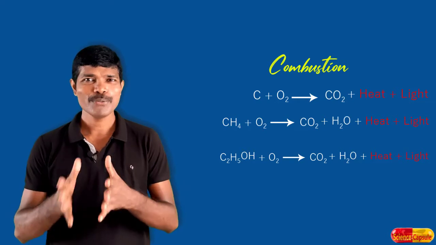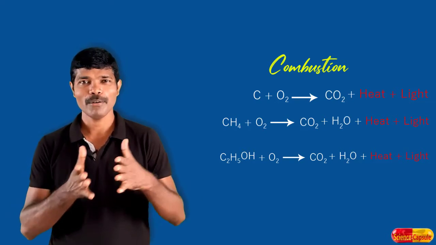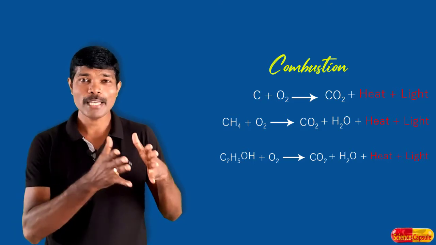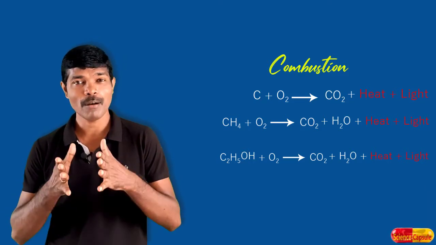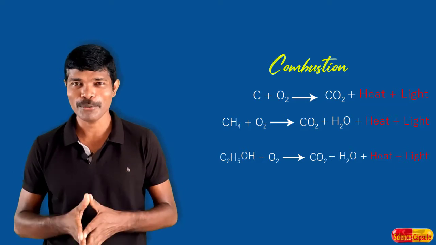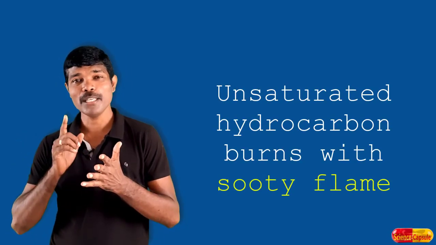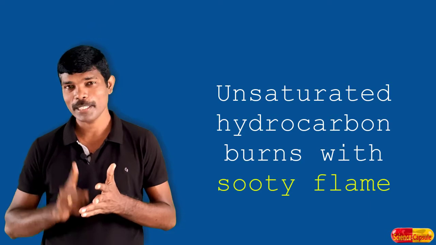Got it? Dear students, in the previous episodes we have learned about saturated hydrocarbons and unsaturated hydrocarbons. We can differentiate saturated and unsaturated hydrocarbons on the basis of combustion. How can we do this? Dear students, as a result of combustion, heat and light will be produced. We can understand that a flame will be produced, isn't it? If the flame is a sooty flame, then we can say that the hydrocarbon is an unsaturated hydrocarbon. We can expect at least one double bond or a triple bond.